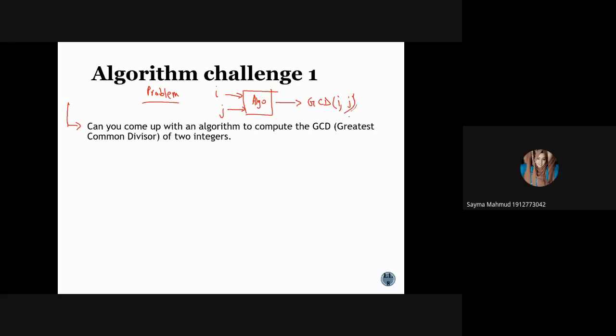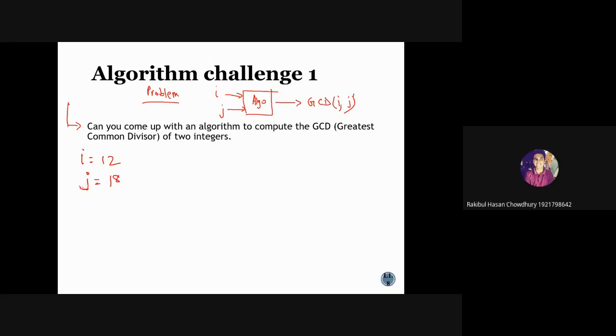Yes, sir. So you have to take two inputs, I and J, and write an algorithm that will produce the GCD of these two inputs. Is that clear? Now the question is, how do you find the GCD of two numbers? Let's take an example. Let's say I is 12, J is 18. Can you tell me what is the GCD of 12 and 18?